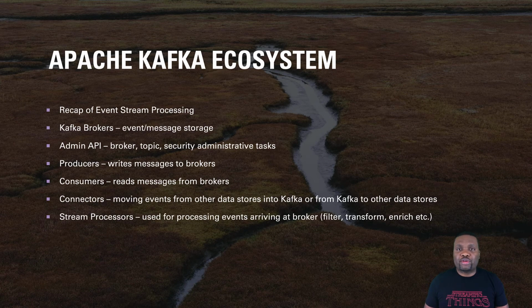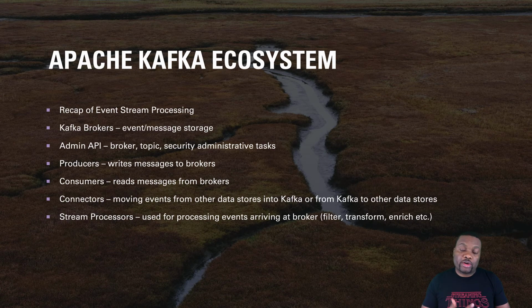Then we have stream processors. So once the data is stored into Kafka, sometimes you may have the need to either filter the events. You may have the need to transform it from one format to a different format. You may also have the need to perform enrichment, meaning adding new fields or taking out some of the fields from the events. So with this, we have two major ecosystem components that can be used to do this.